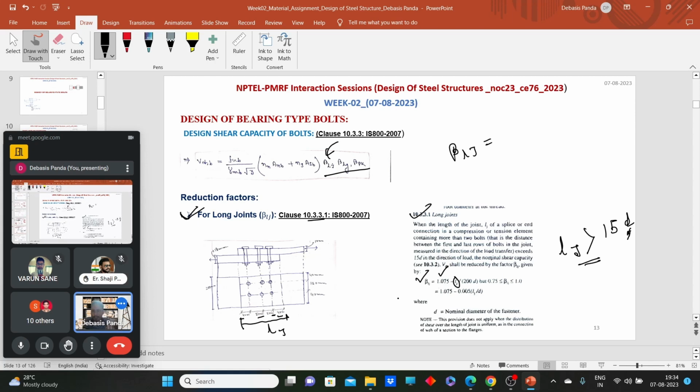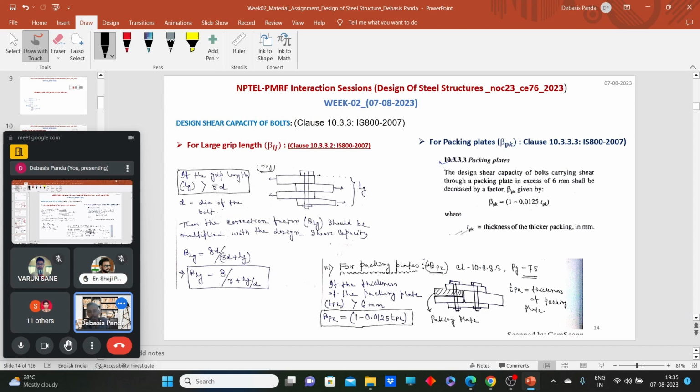So first thing, if my joint is a long joint, and we call a joint a long joint when the length of the joint is more than 15 times the diameter of the bolt, then we have to reduce the shear capacity of a single bolt. Now come to the second correction factor, beta Lg. That correction factor is for the large grip length.